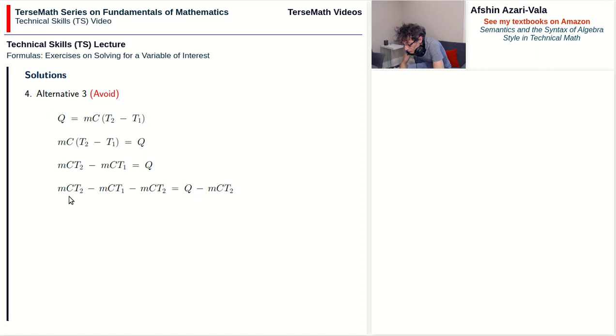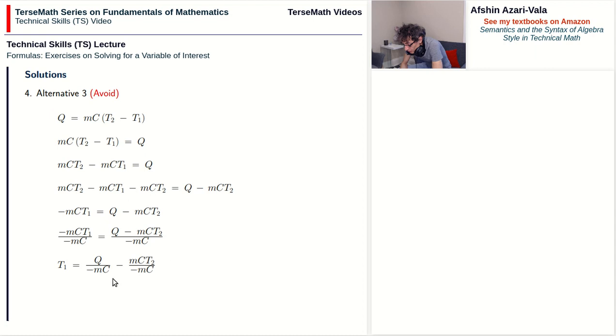Now MCT2 cancels with minus MCT2, they generate 0, and we'll be left with negative MCT1, and so we get negative MCT1 equals Q minus MCT2. Now we solve for the factor that contains the unknown, which is T1, and that means we have to get rid of negative MC, so we divide both sides by negative MC. On the left side they cancel out, we get T1.